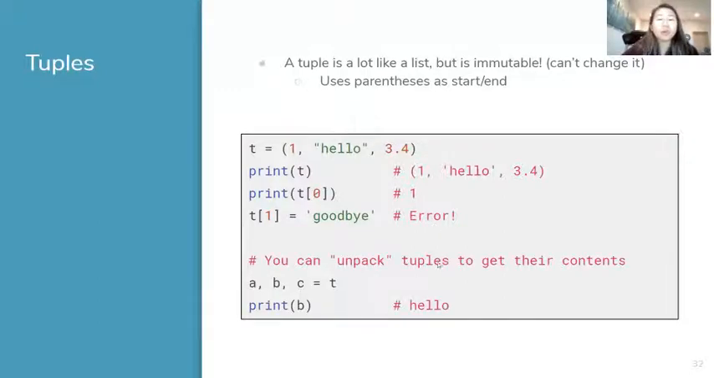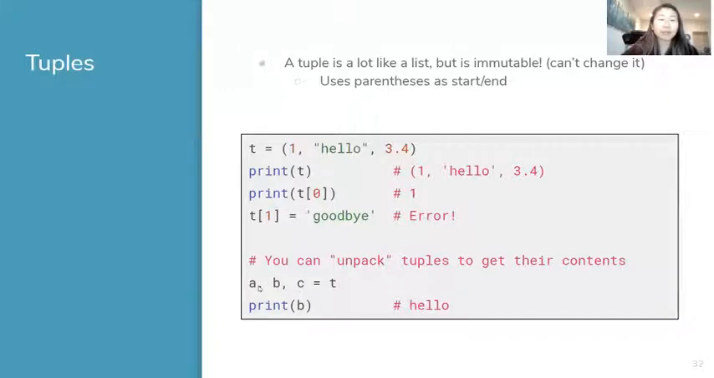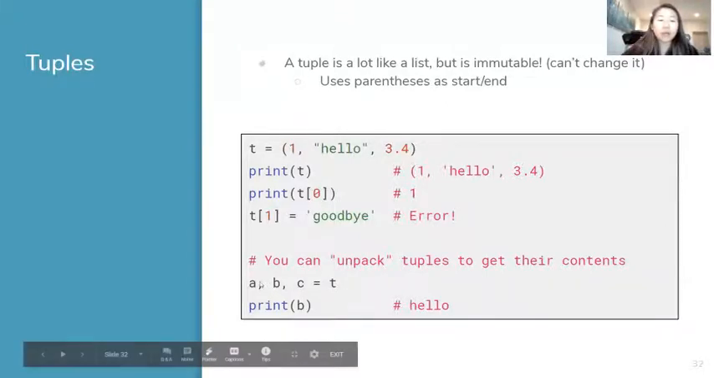And then you can also unpack the tuples to get the content. So for example, you define 3 variables, and it would store 1 in a, hello in b, 3.4 in c, and print out hello. Once you do this, print out the second one.